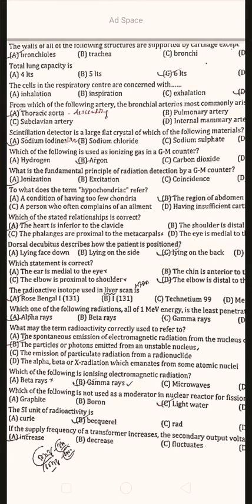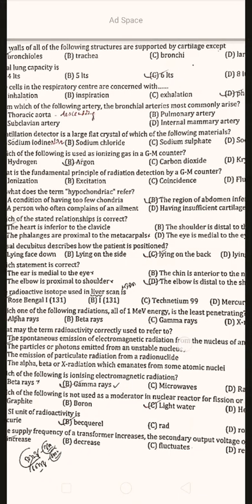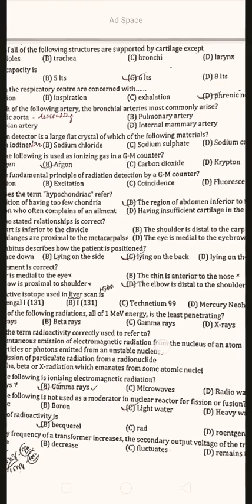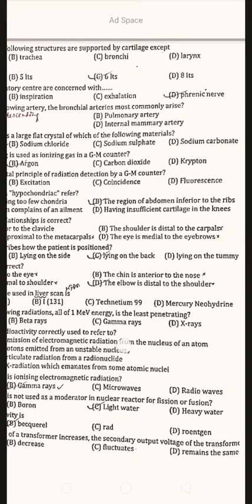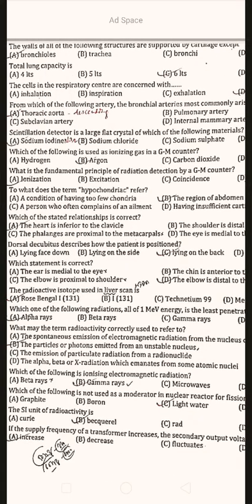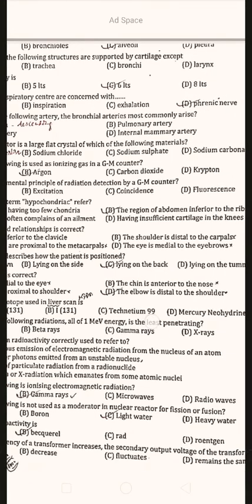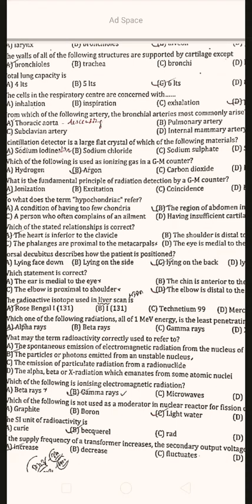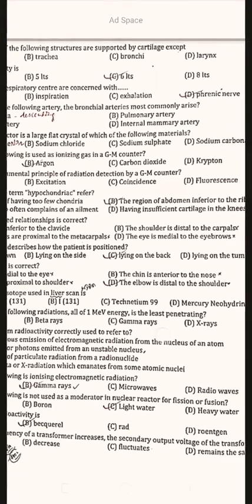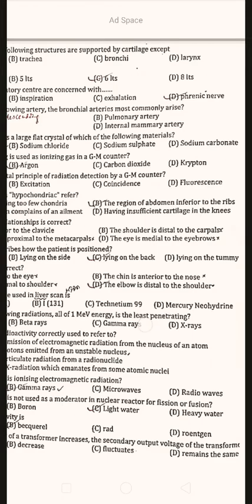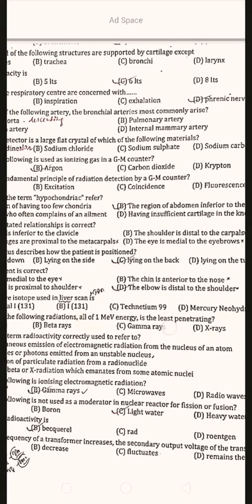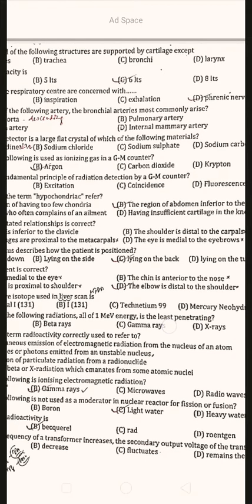So what does the term hypochondrium refer to? The correct answer is B. The region of the abdomen inferior to the... hypochondrium. This is the epigastrium, a region of the abdomen. Actually, there are nine regions of the abdomen. The hypochondrium is the region of the ribs, and so the correct answer is B.